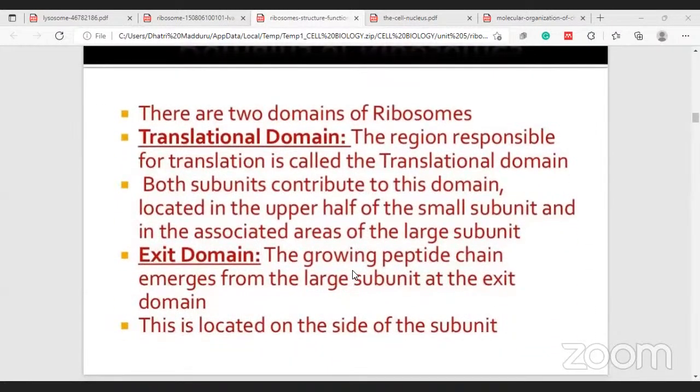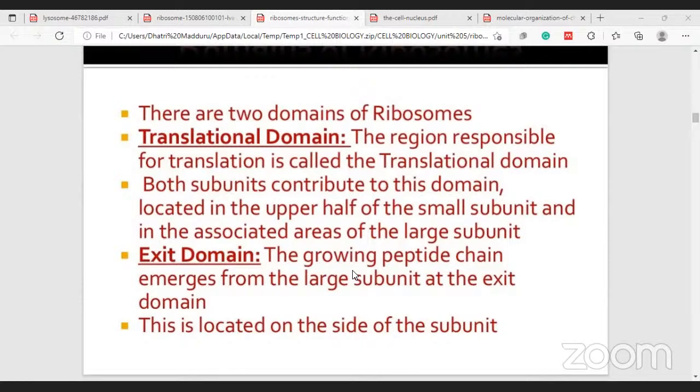So domains of ribosomes. Within ribosomes, we have some domains. There are two domains: one is the translational domain and the other is the exit domain. Translational domain means the region which is responsible for the translation. Translation is protein synthesis. So both subunits contribute to this domain. We have a smaller subunit and a larger subunit. I think I told you about them in the previous classes also.